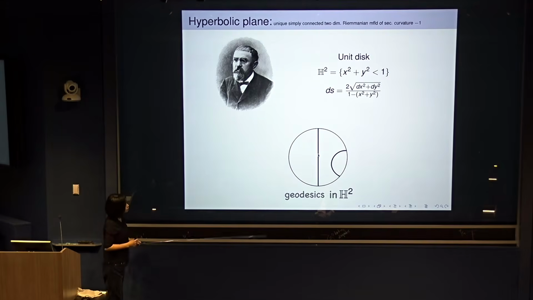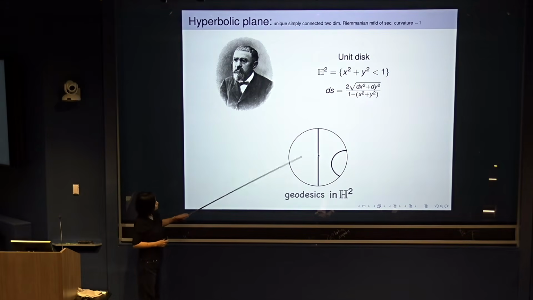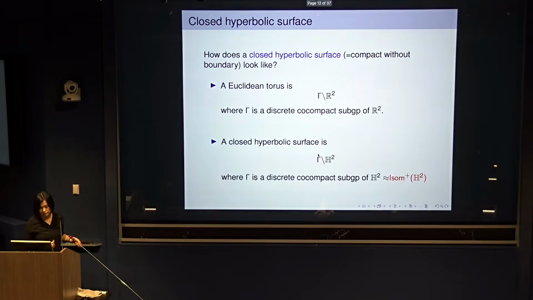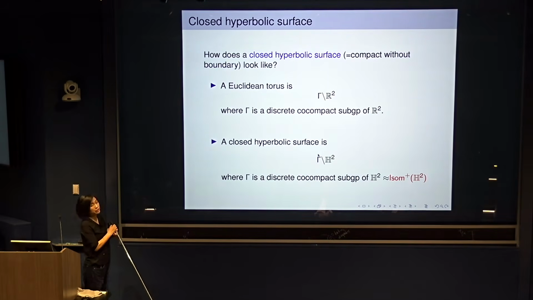And in this model, geodesics are either lines passing through the origin or semicircles intersecting the boundary orthogonally. So these are the geodesics in this model. Okay, so now what is a closed hyperbolic surface?